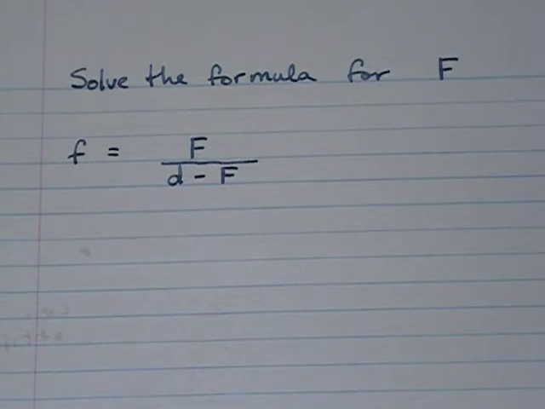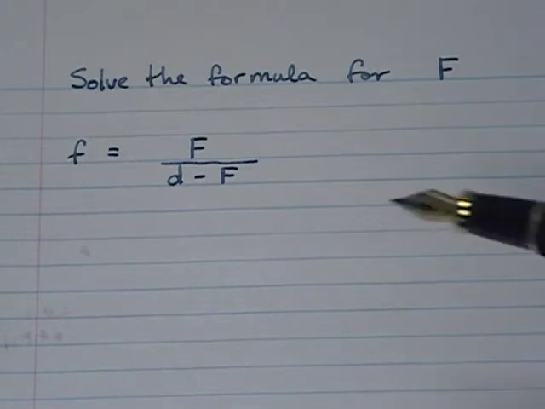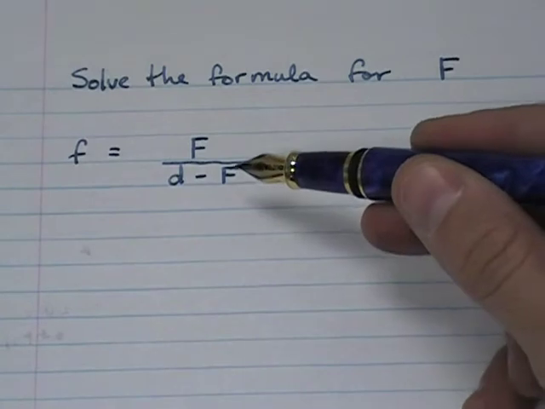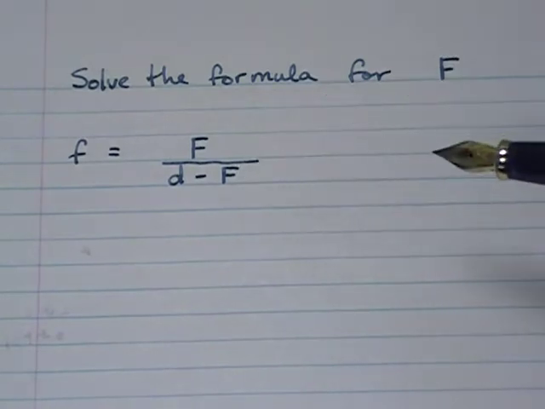Hello, today we've been asked to solve this formula for capital F. And the first thing I look at is that we want to get capital F by itself, and we have it in two places. Particularly, we have our capital F in the bottom. It's in the denominator, and we want to get rid of that.